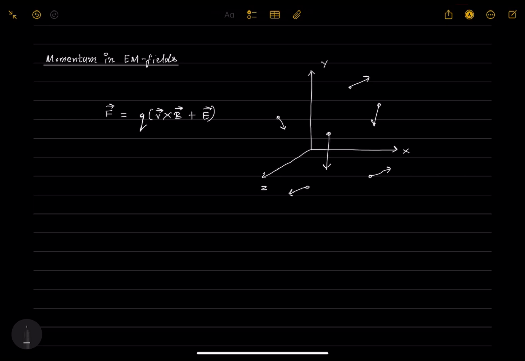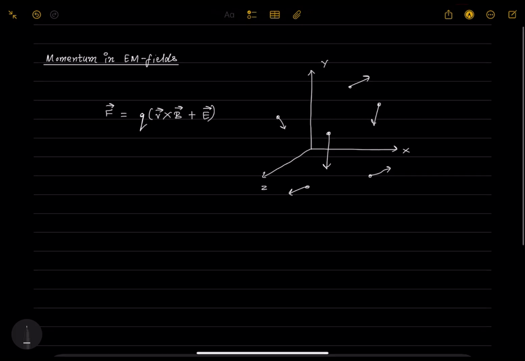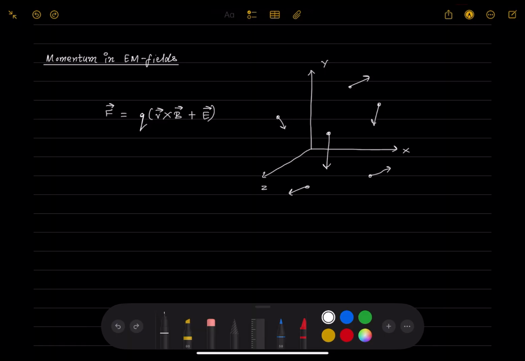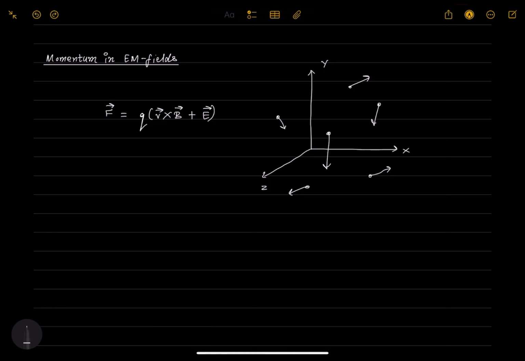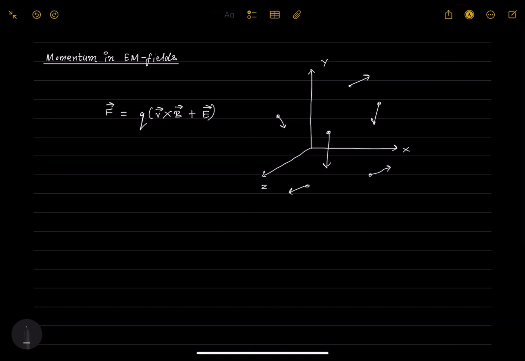So we'll see in this video that these fields in and of themselves carry momentum, right? These fields in and of themselves carry momentum, and we're going to see that by trying to write this Lorentz force law completely in terms of the local fields instead of Q and V and everything. We're going to try to write everything in terms of E and B, and we'll see how that is shortly.